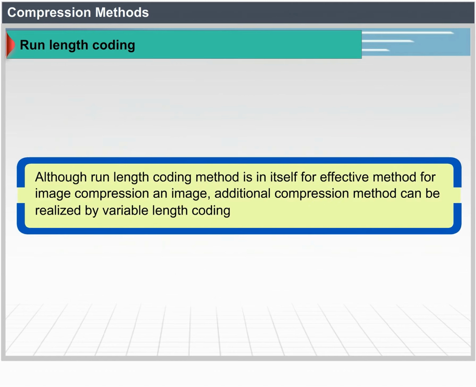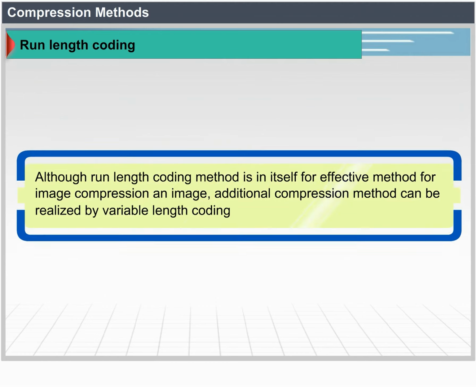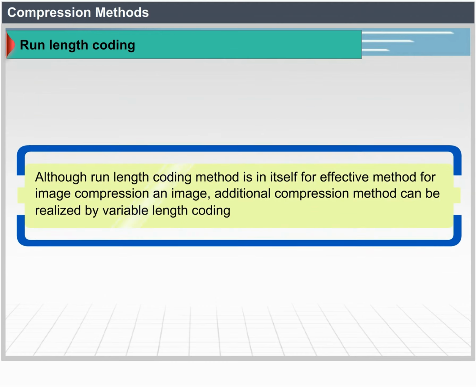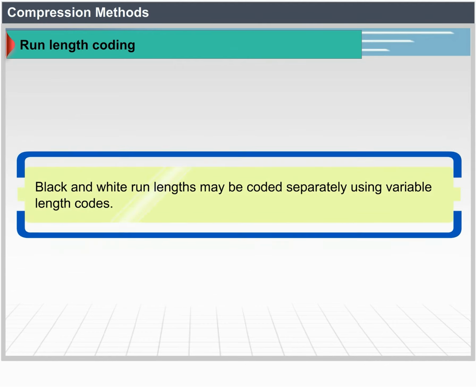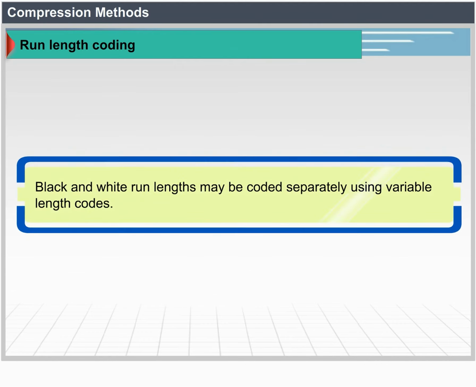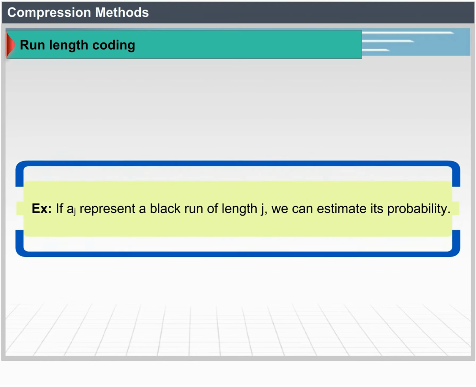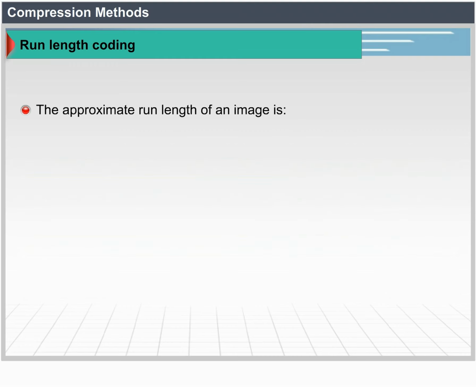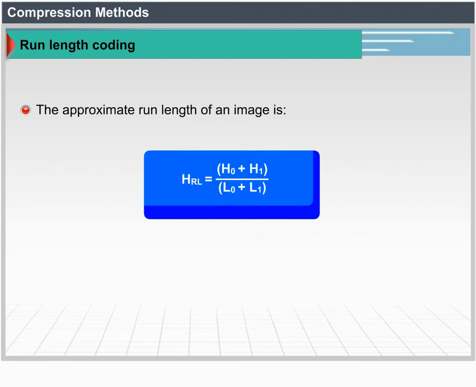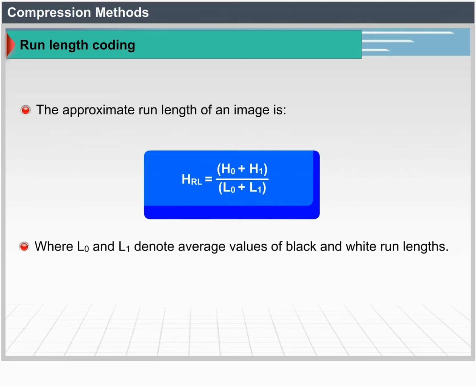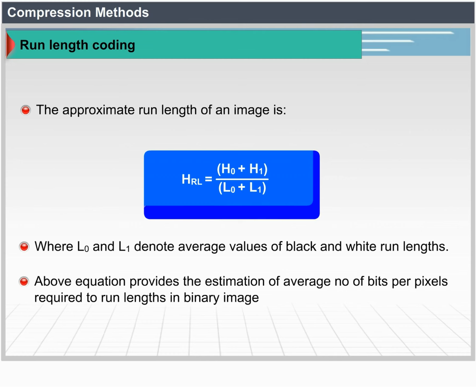Although run length coding is in itself an effective method for image compression, additional compression can be realized by variable length coding. Black and white run lengths may be coded separately using variable length codes. For example, if a_j represents a black run length of j, we can estimate its probability. The approximate run length entropy of an image is H_RL = (H0 + H1) / (L0 + L1), where L0 and L1 denote average values of black and white run lengths. The above equation also provides the estimation of average number of bits per pixel required to code the run lengths in a binary image.